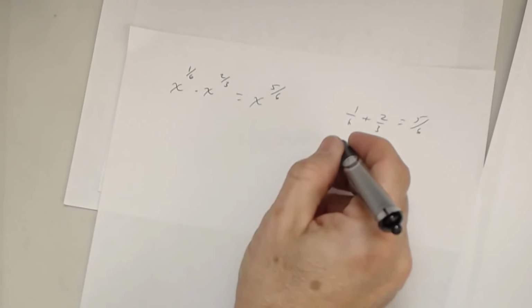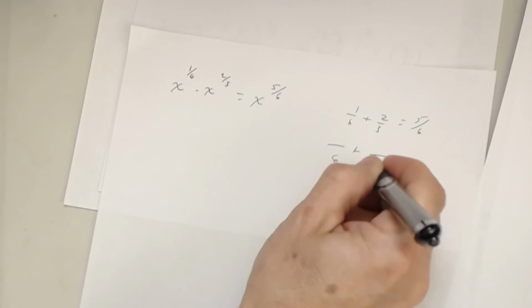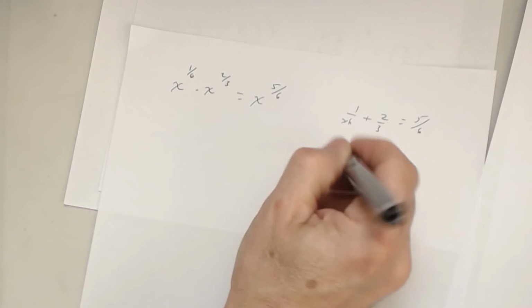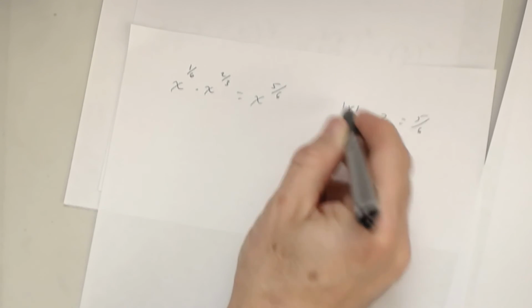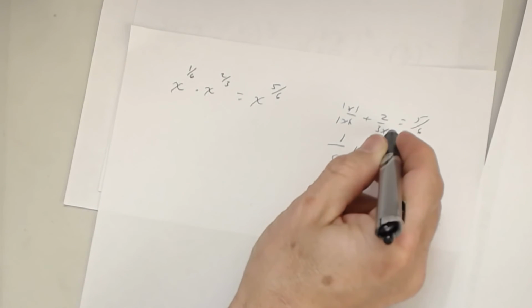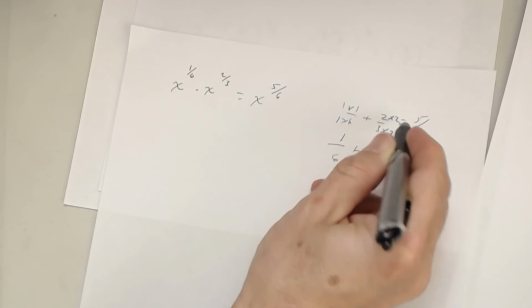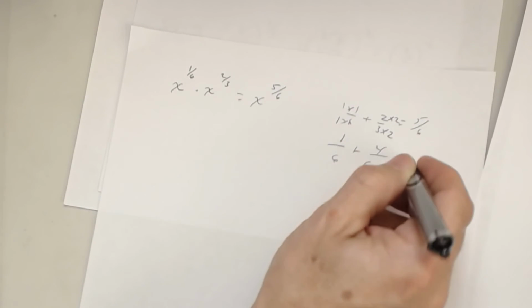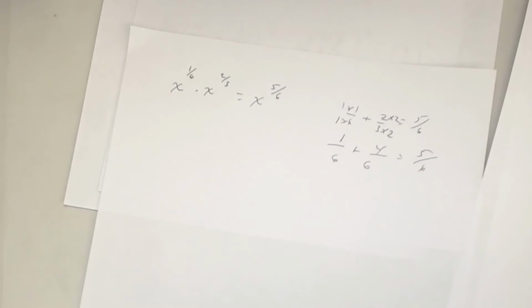That's it. Now let's remind ourselves what we need to do if we lost our calculator. What's the LCD? 6. 6 times what is 6? 1 times 1 is 1. 3 times what is 6? 2 times 2 is? And 1 plus 4 is? 5. Okay?